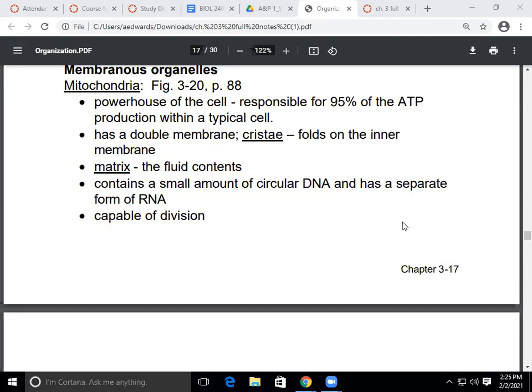Now the contents of the fluid, we call that matrix. And the matrix has its own DNA, all right? And has a separate form of RNA. Which makes it very unique to the other organelles, right? Because most of the organelles don't have their own DNA other than the nucleus. All right. And the mitochondria can divide. They actually can divide themselves.